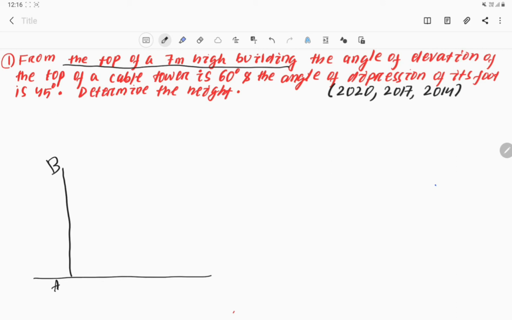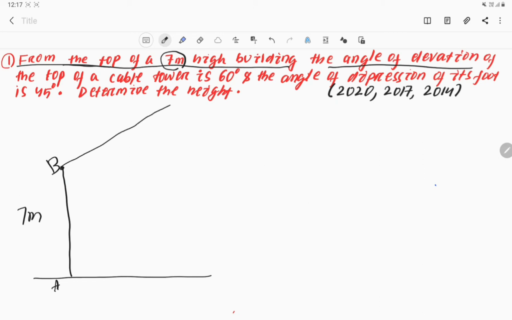It is given the height of the building. What is the height of the building? The height of the building is 7 meters. So this is the height of the building. So from the top of the building, the angle of elevation. So this is the top of the building. From here we'll draw the angle of elevation. Angle of elevation means, let it be in this direction.